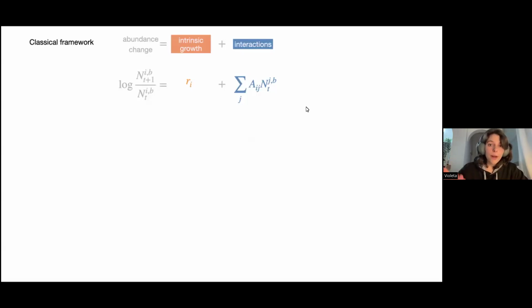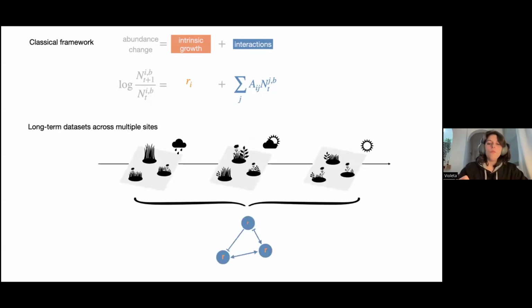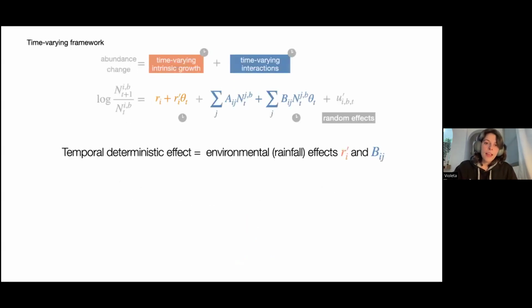In a non-time-variable world, we will have this equation, a long data set, and we will condense all this information in one single matrix, the matrix of interactions, and a vector of r's. But if we want to add temporal variation, the more straightforward way to do it has been to add just linear dependence, both in intrinsic growth rates and interactions.